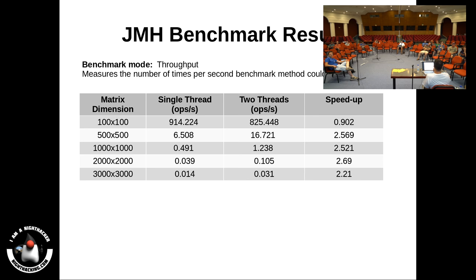Okay, when we have a matrix of dimensions 100 times 100, the multi-threaded version is actually slower, so the workload is not big enough to justify the additional operations. But when we have 500 by 500, we can see the speed up, and the same speed up we can see in a further increase of the matrix dimension. What we measured is throughput benchmark mode, which measures the number of times per second a benchmark method could be executed.